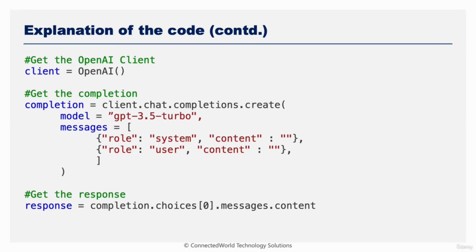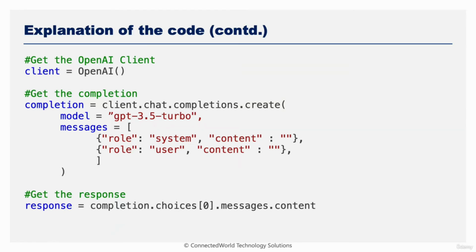So the crux of the code is in the lines shown here. First, you get the OpenAI client using the call to OpenAI. Then you get the completion by calling the create method on the client as shown here. In the completion method, you pass in the name of the model. In our case, it is ChatGPT 3.5 Turbo. You can try other models as well here.